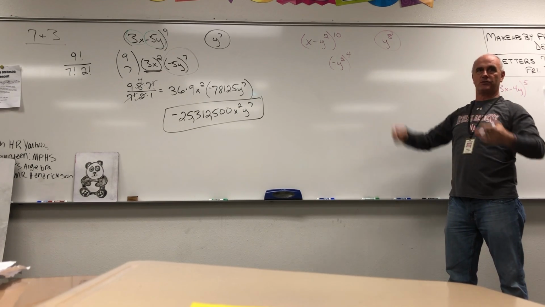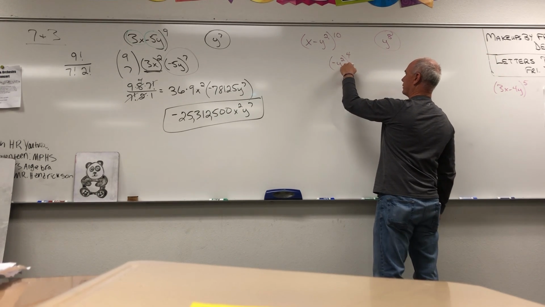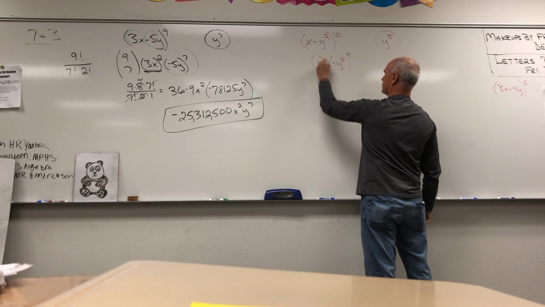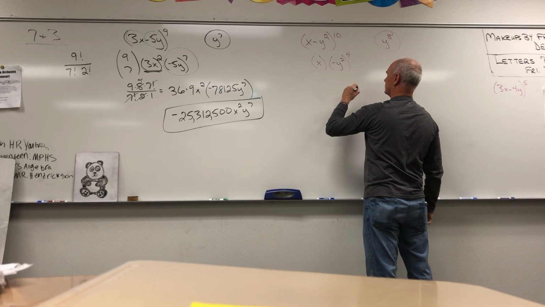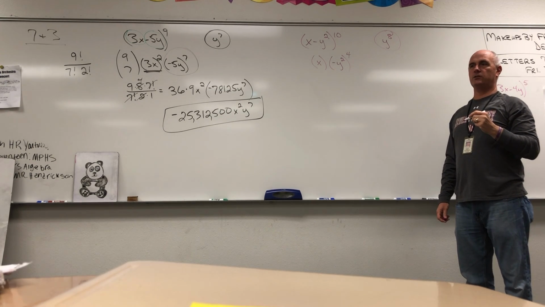And then everything else is exactly the same as we've been doing it before. So we have the negative y squared to the fourth. Then over here we're going to have x to the 6th. Why is it to the 6th?